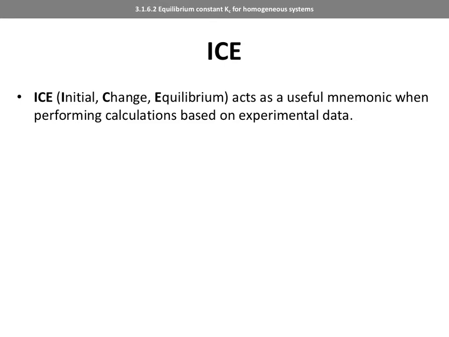But one thing to help you do that is this mnemonic here, ICE. That will make a bit more sense when we see an example, but essentially the I stands for initial, so initial moles. C is change, so change in moles, and then E is equilibrium moles, or moles at equilibrium. So it allows us to perform calculations that are based on experimental data.